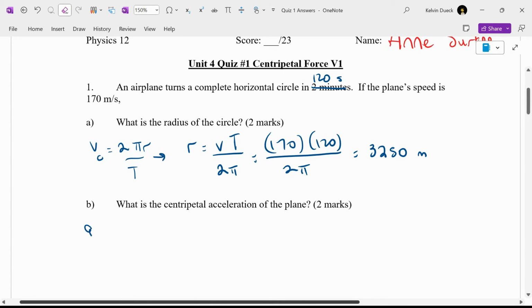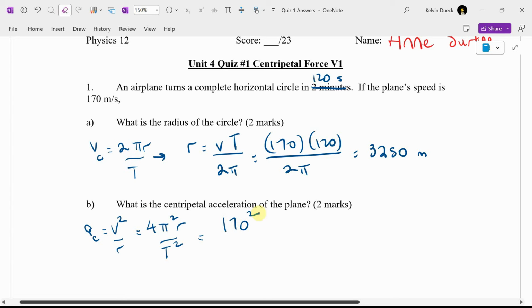Part B said, what's the centripetal acceleration? I can find it two ways. I can use v squared over r, and I can use 4 pi squared r over T squared. Mr. Dueck, I thought you said you had to multiply by m. No, that's for a force. This wants an acceleration. I looked at both of those and I said, I'm using my answer from part A no matter what. So I chose to go v squared over r.